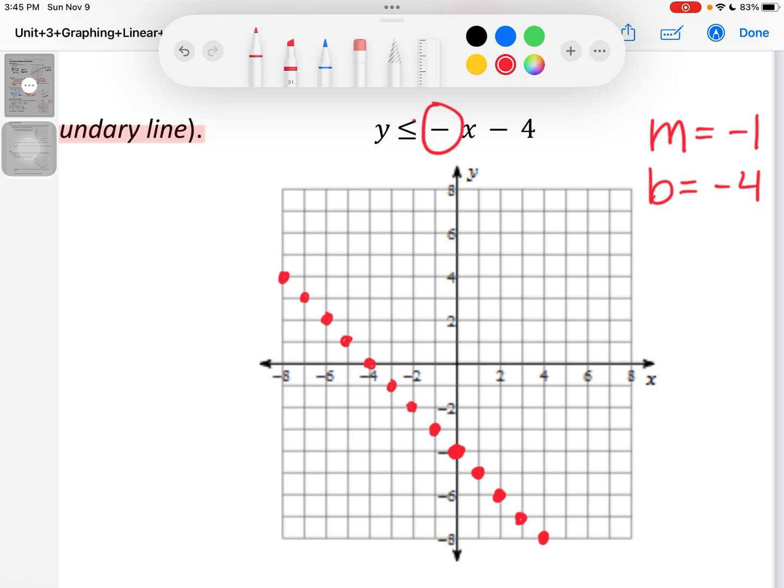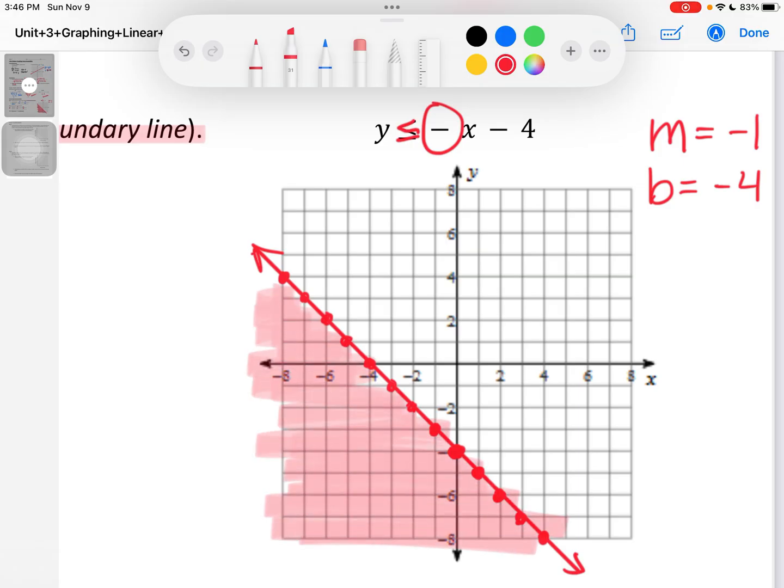And then this is less than or equal to, which means it is a full line. It is not dotted. Okay, now we have to talk about where to shade this. So it is less than or equal to, which means we should be shading below. But sometimes it's not always easy to see what I mean by below. Like if you have a straight up and down line, where would you shade that?